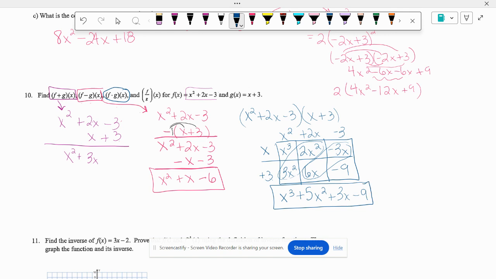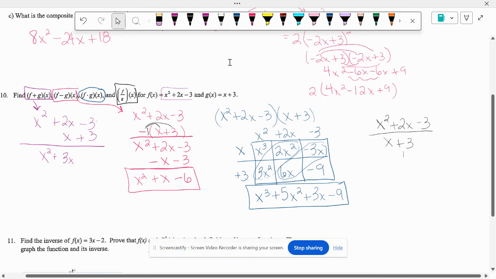And the last one is a division. We're dividing f of x, which is x squared plus 2x minus 3, by x plus 3.